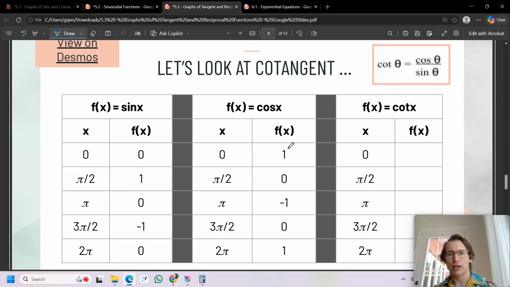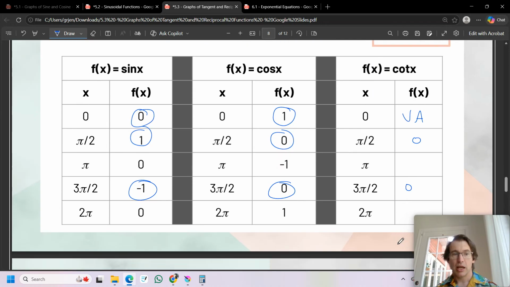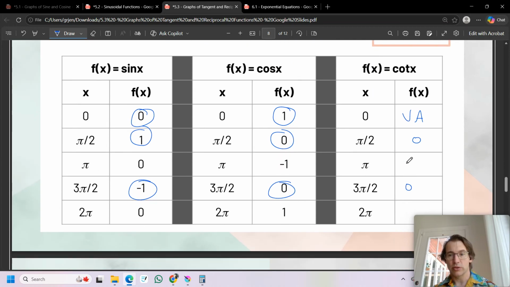We're going to put cosine on the top. 1 over 0, my friends, is a vertical asymptote. 0 over 1 or 0 over negative 1 are fancy ways of saying 0, and we have our x-intercepts. And then this one is also a vertical asymptote, and this is a vertical asymptote.